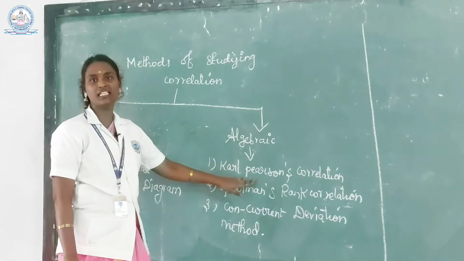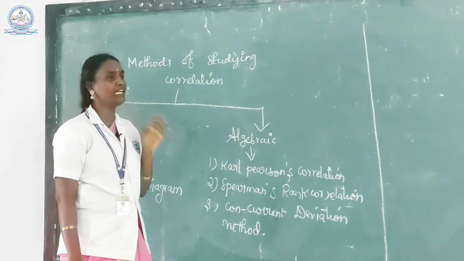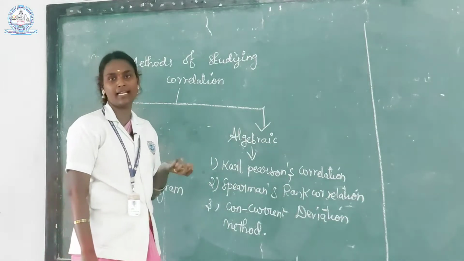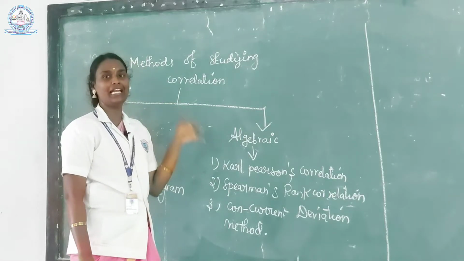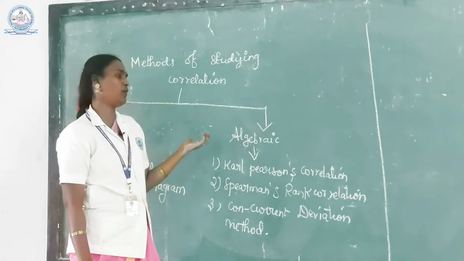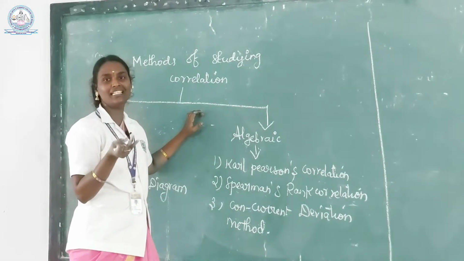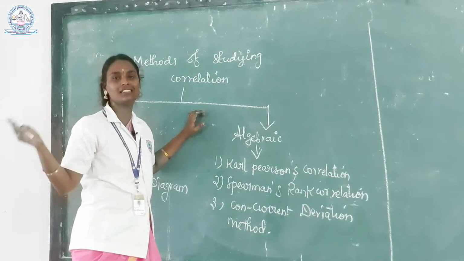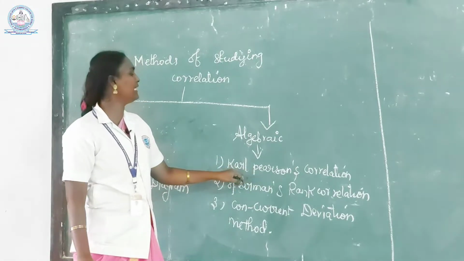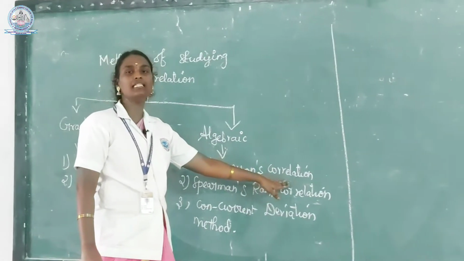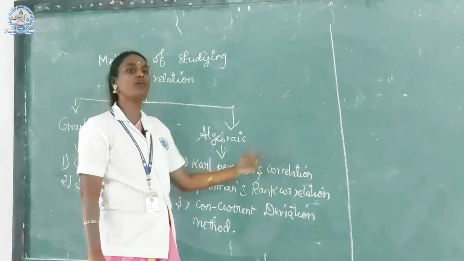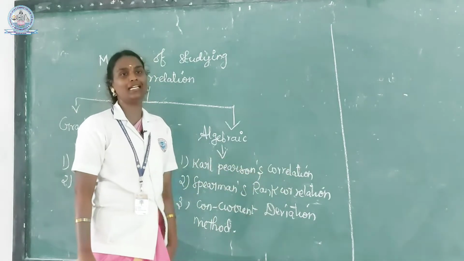Karl-Pearson correlation coefficient is only used for quantitative data. What do we mean by quantitative data? Age and other measurable data are quantitative data. What are the measurable data? Age, height, weight of a person. These are measurable data. So Karl-Pearson correlation coefficient is used only for quantitative data. Quantitative data means measurable data.